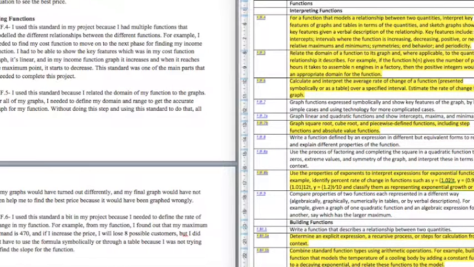Now the things that I am explaining now are the key features that I was able to find out from my graph. And this standard was definitely a main part in this big project just because I had a lot of graphing and I needed to be able to find the relationship between the different functions.